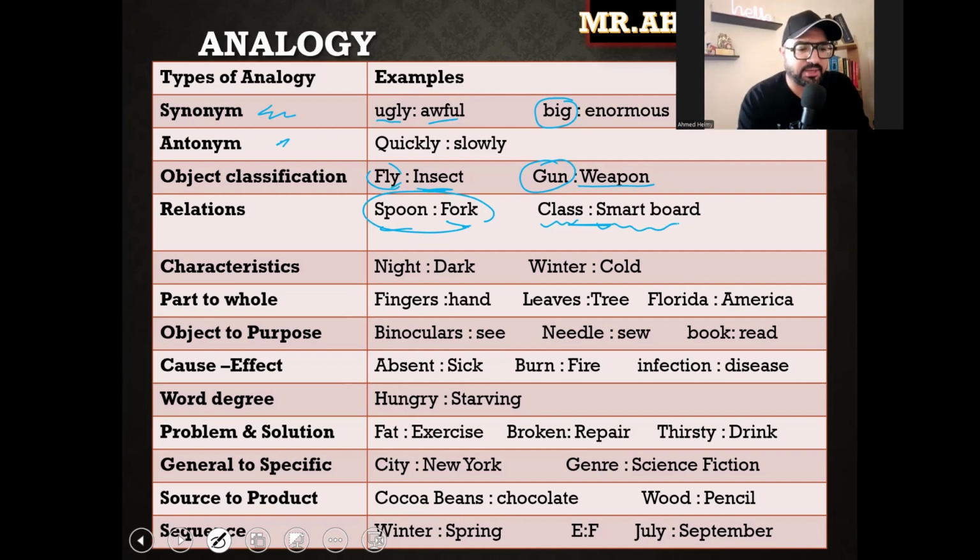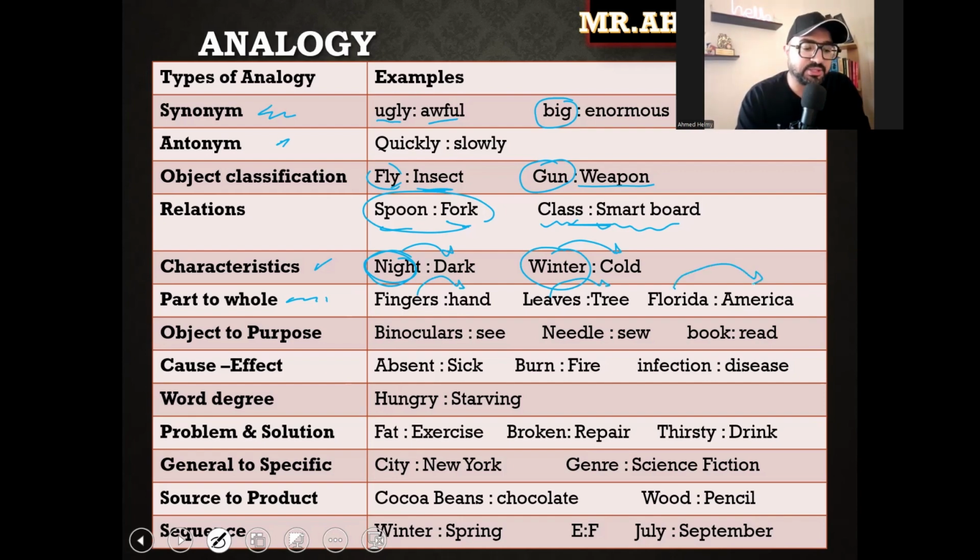The fifth analogy type is called characteristics, and it's one of the most common analogy types. When you describe, the night is dark, winter is cold. So what's the relation between night and dark? It's basically a characteristic. Night is described as being dark, winter is described as being cold. Also, one of the most common analogy types is part to whole, like the fingers are part of the hand, the leaves are part of the tree. Florida is a state in America.